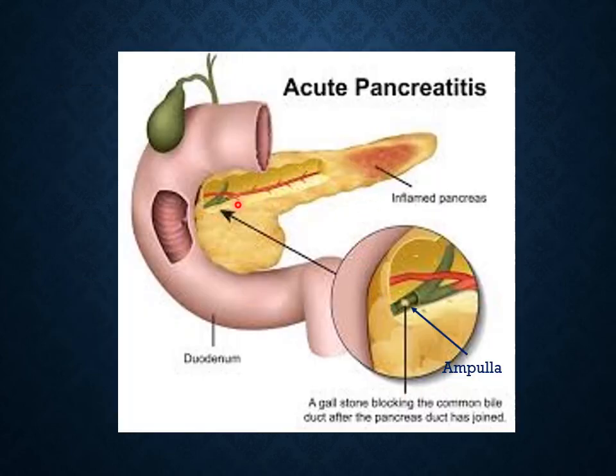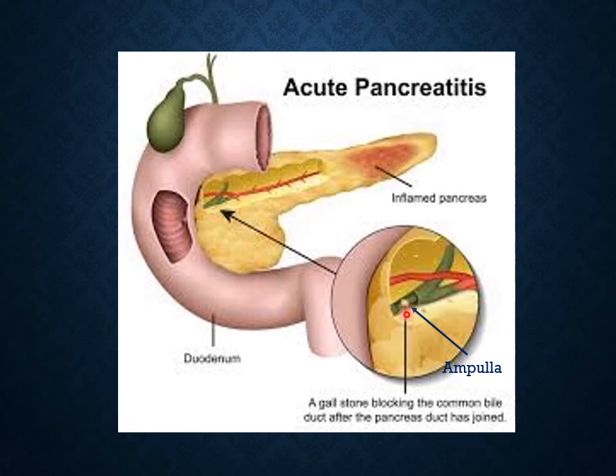The most common cause, as I said, is gallstone, which is the cause of acute pancreatitis. This diagram shows you the setup of the biliary tree at the lower end of the biliary tree. The bile duct, common bile duct, and the pancreatic duct join to form the ampulla of Vater, and that empties into the duodenum. This is a close-up here, ampulla of Vater.